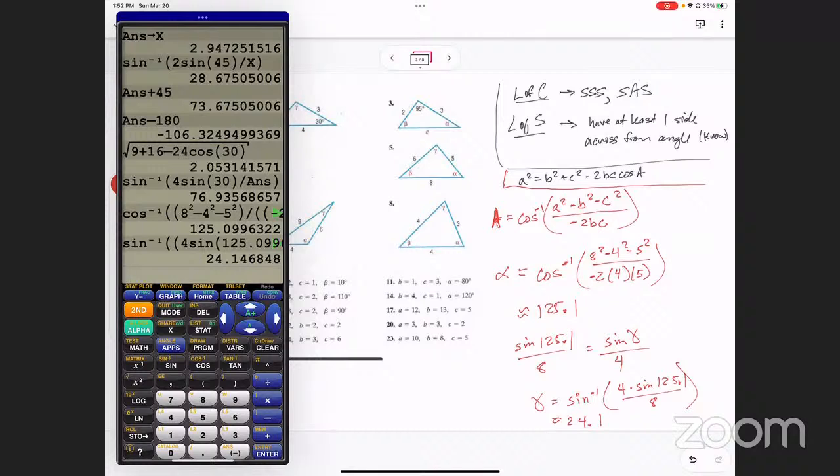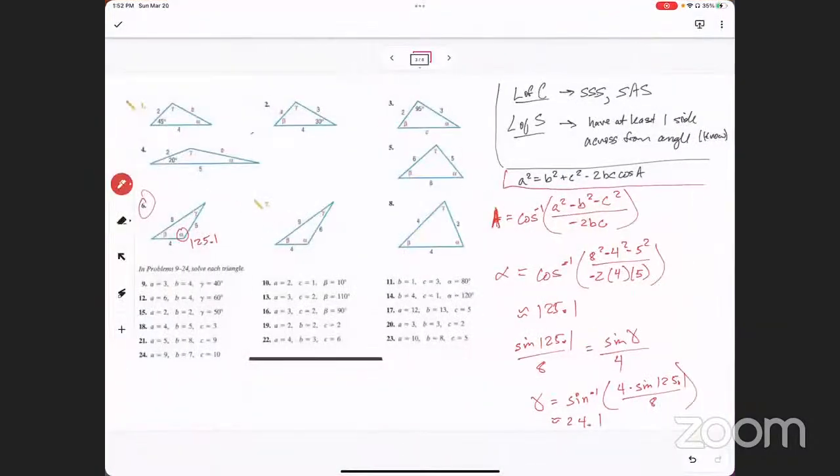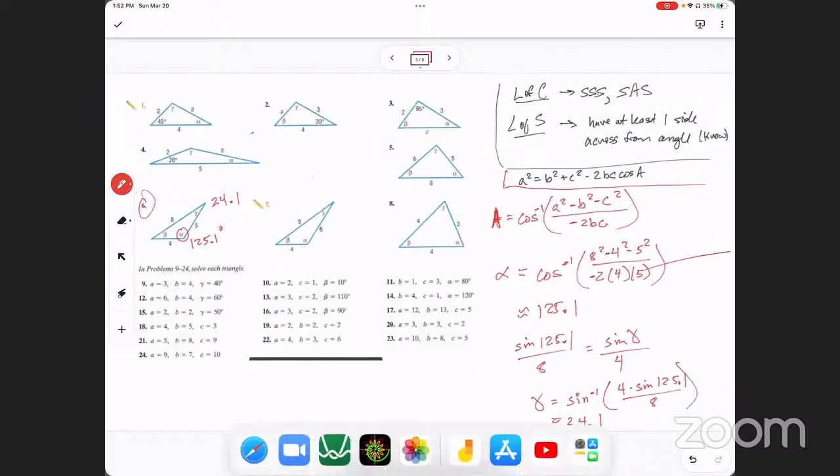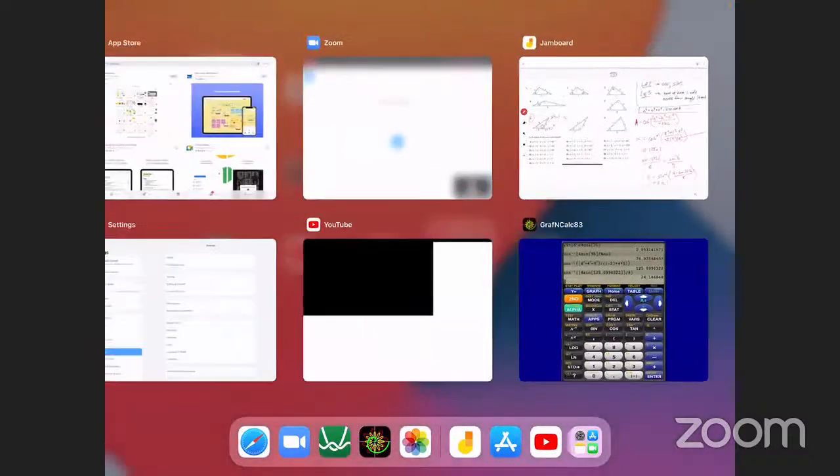And if I check with that, does that seem about right? Yeah, that seems about right. So how would I find the other angle? You would just subtract it from 180. So you can do that on your own.